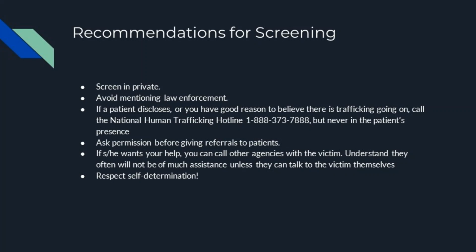If your patient discloses or you believe there's a good reason to suspect there's trafficking going on, then feel free to call the National Human Trafficking Hotline. They will ask a lot of questions and then refer it to local law enforcement. Their phone number is posted. It's really easy to remember. It's 888-373-7888. Don't ever call them though in the patient's presence. Wait till you've wrapped up with your screening and assessment.